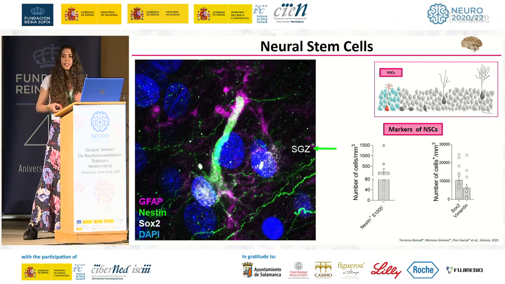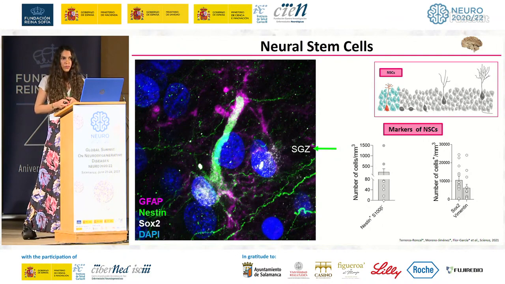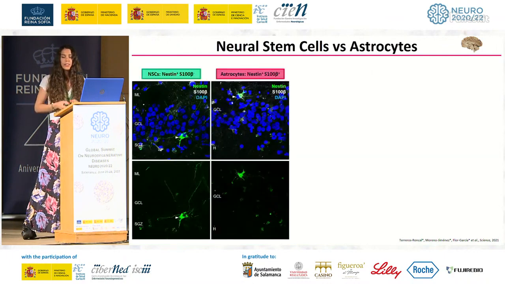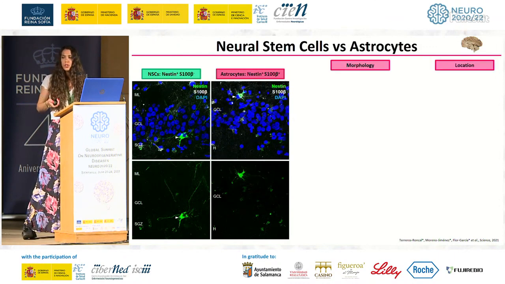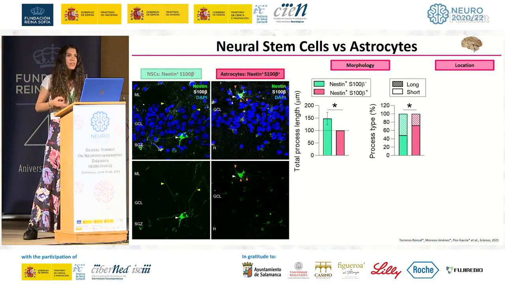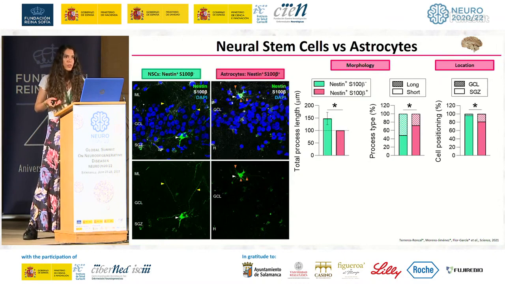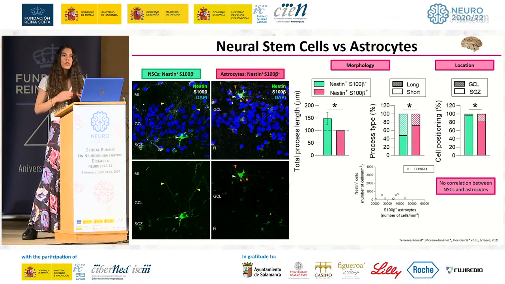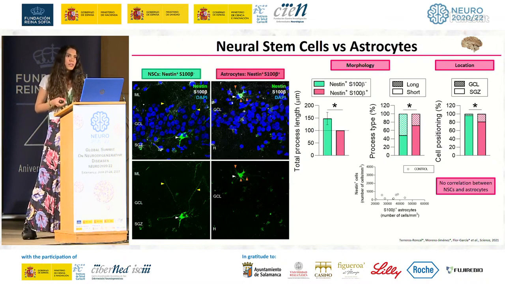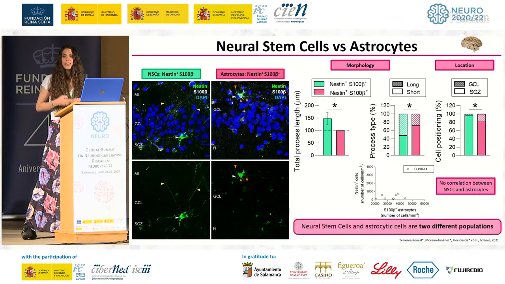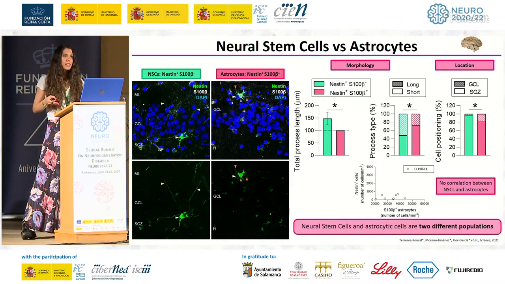Therefore, to further characterize the neural stem cell phenotype of these cells, and since some of these markers could also be expressed by non-astrocytic cells, we studied the S100 beta marker, which is an astrocytic marker, in nestin-positive cells. And we studied their morphology and location. Nestin-positive S100 beta negative cells have a longer process, and they are predominantly located in the subgranular zone. Moreover, nestin-positive cells do not show correlative variation with S100 beta positive astrocytes. So this indicates that nestin-positive S100 beta negative cells are not astrocytes, but radial glia-like cells with a neural stem cell phenotype.